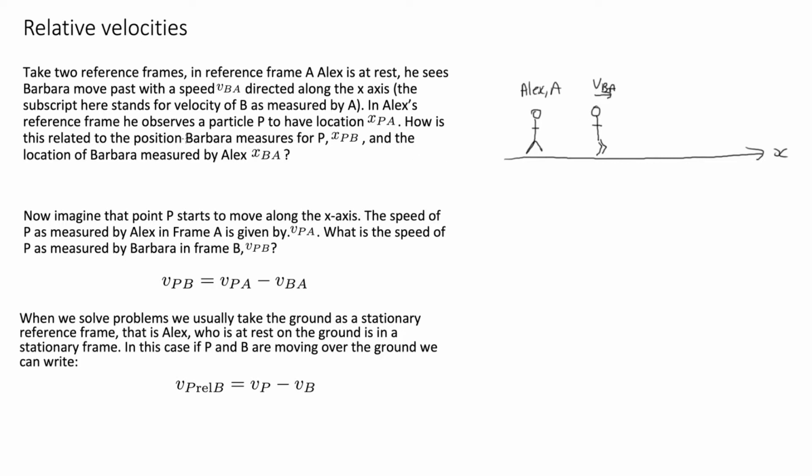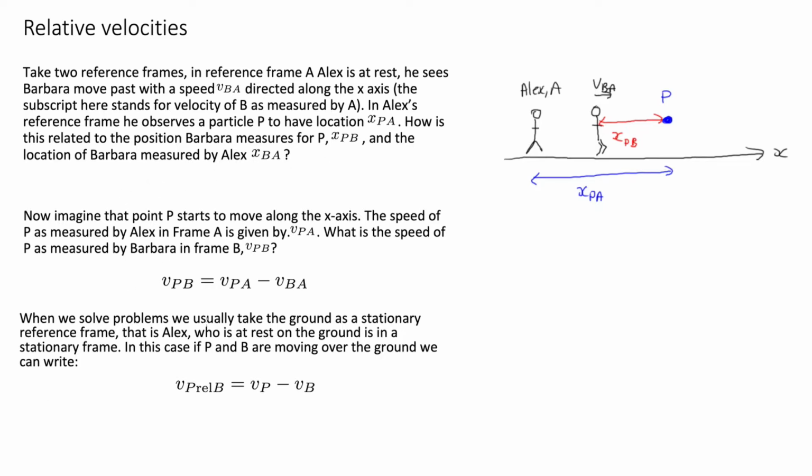Now in Alex's reference frame, he observes a particle to have a location xPA. Let's draw our particle. Here's our particle P. According to Alex, this distance here is xPA. We're asked how this is related to the position Barbara measures for P. If Barbara is measuring where P is relative to her, she'll measure it as this distance here, so this is x of P measured by Barbara.